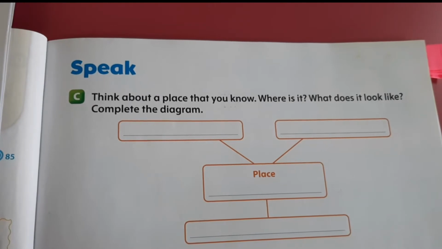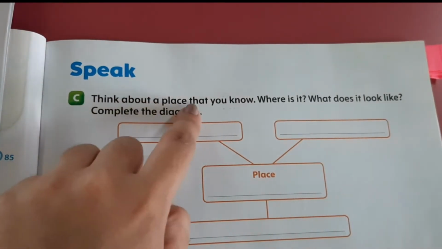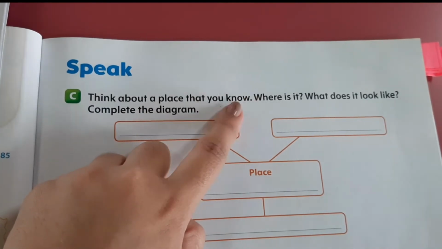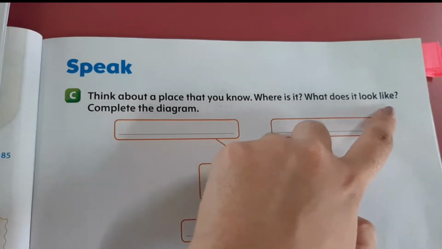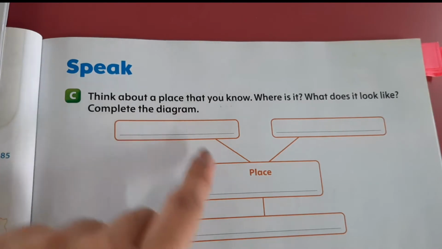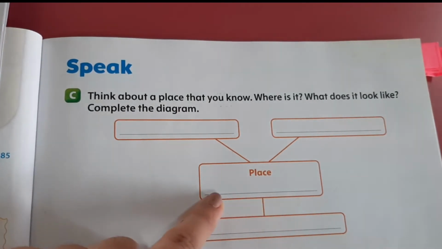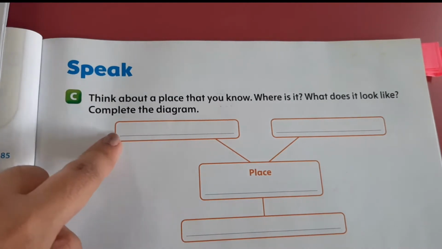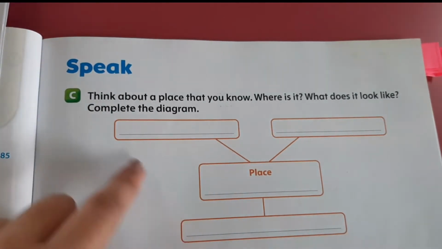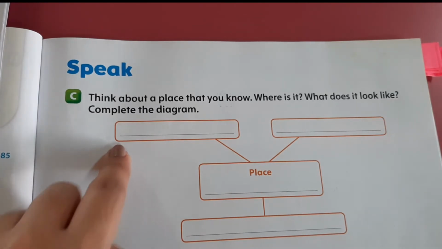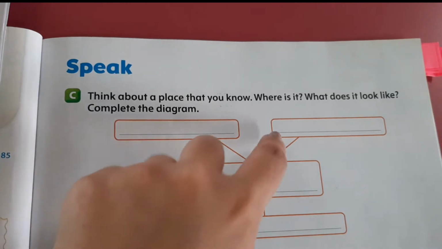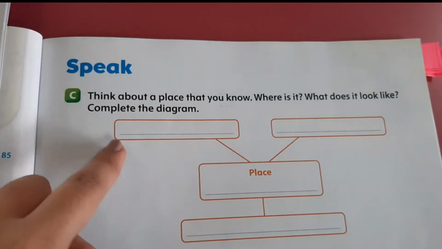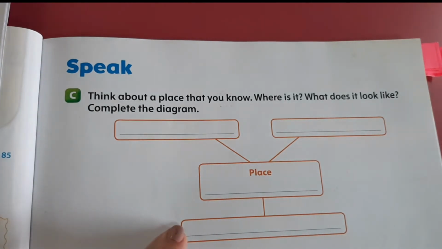Now for your activity, I want you to think about a place that you know. You can think about your home or your favorite place. Where is it? What does it look like? I want you to complete the diagram. Write the name of the place, and inside these three boxes, write a small description about the place, where you can find the place or the city, the building, and what you can see around it.